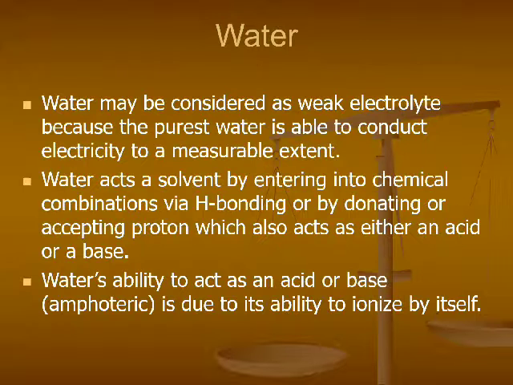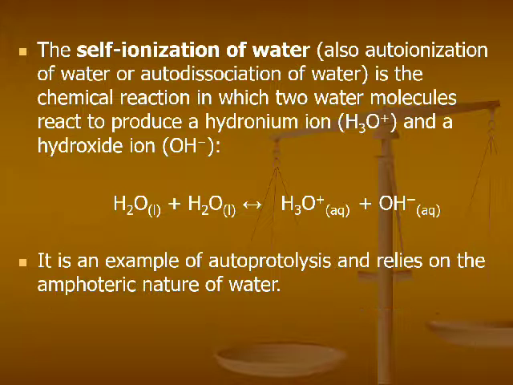Next is water. Water may be considered a weak electrolyte because even the purest water is able to conduct electricity to a measurable extent. Water acts as a solvent by entering into chemical combinations via H bonding or by donating or accepting protons, so it acts as either an acid or a base. Water's ability to act as an acid or a base is called amphoteric, meaning it is due to its ability to ionize by itself.